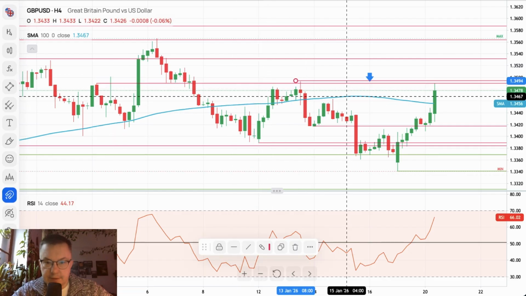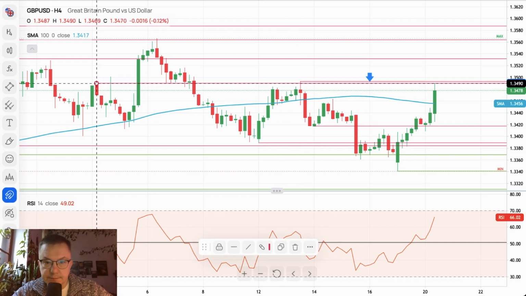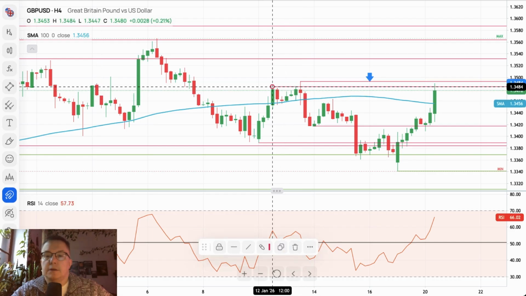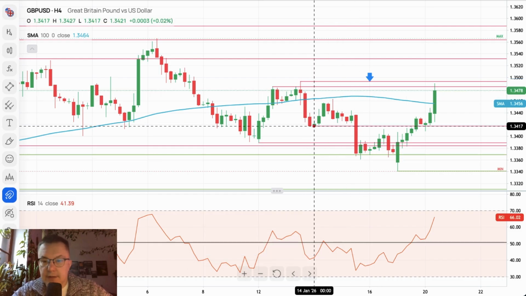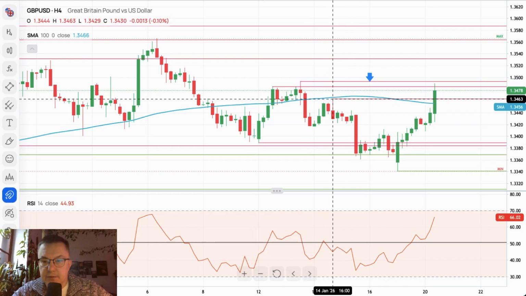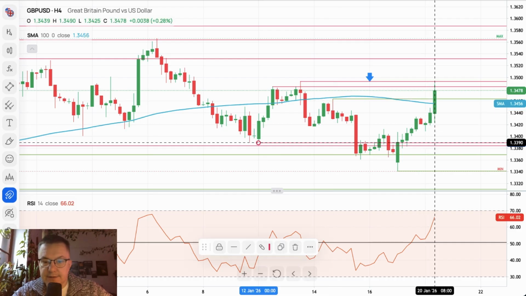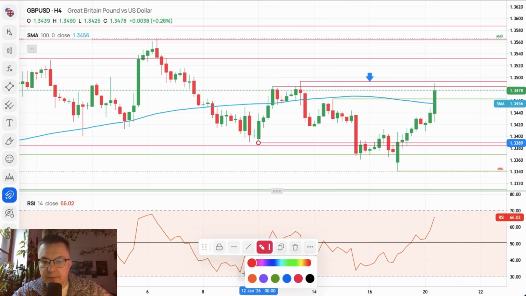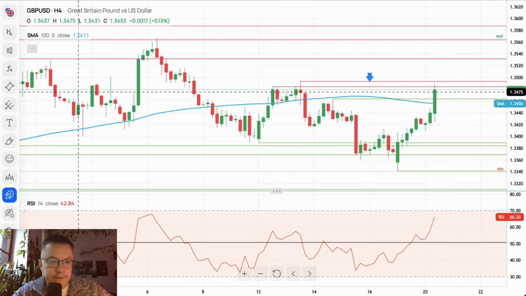Let me just place new levels here, because those are the old ones. There won't be much difference here, because they stay almost on the very same level. Technical support might be located now here as the price moves higher, and all of these levels stay here, but they will now be the technical support for the bulls. Not too many lines left.